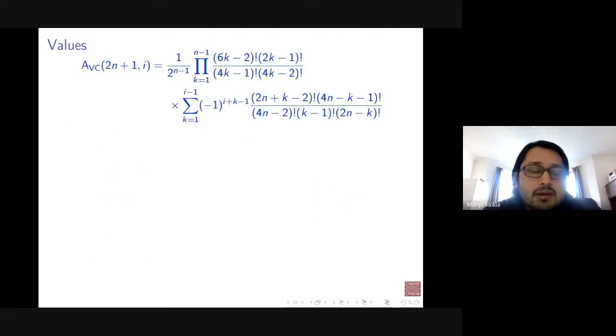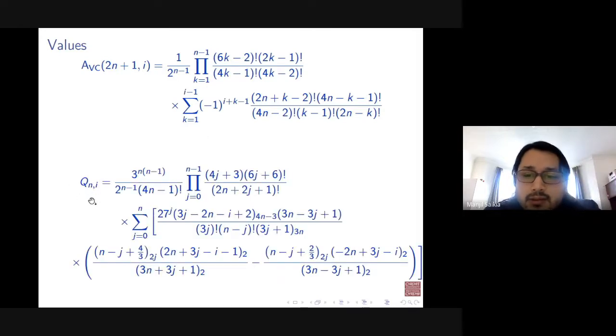So these are the values. I already showed you this, which was the formula of Razumov and Stroganov. And the Q and I, which I said is explicitly known, is something like this. So these are rising factorials inside the braces. So also this is a rising factorial. Anyway, the point is that we know explicitly what Q and I and AVC are, and this allows us to find out the refined enumeration numbers for the vertically and horizontally symmetric alternating sign matrix.